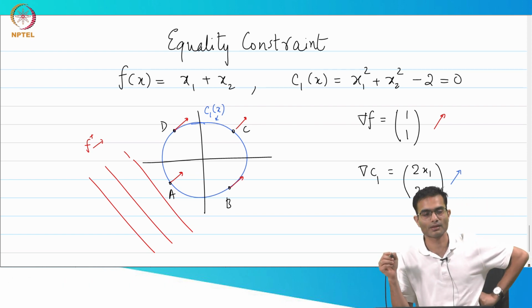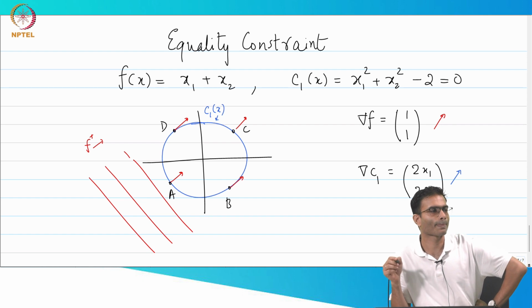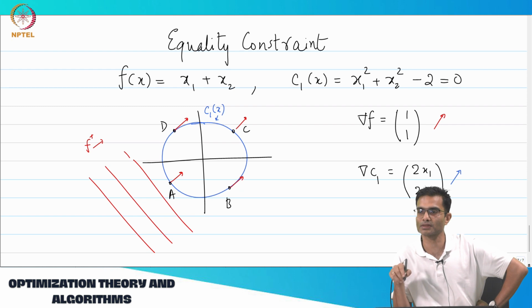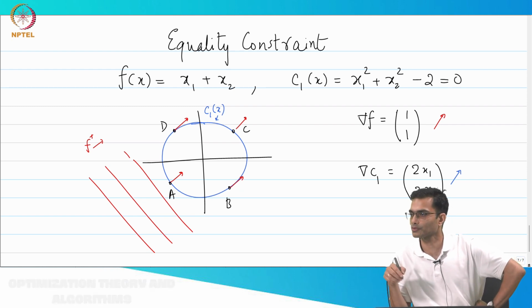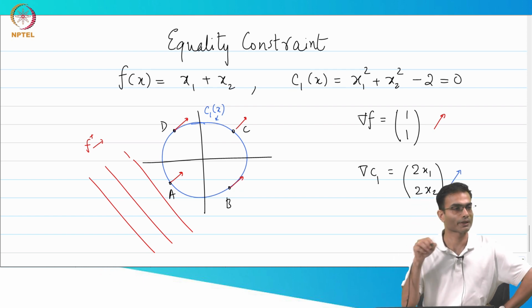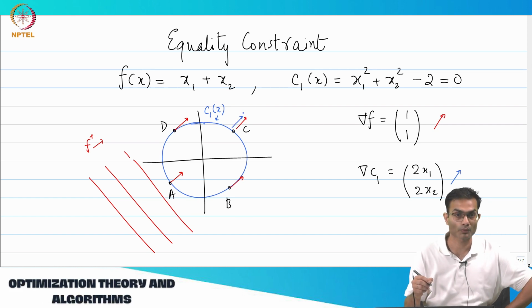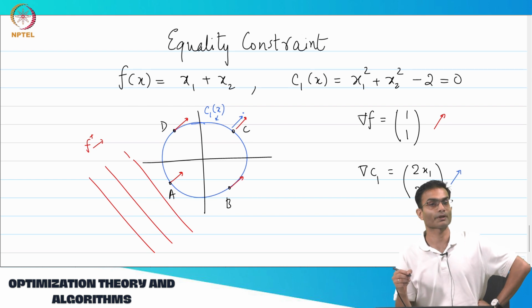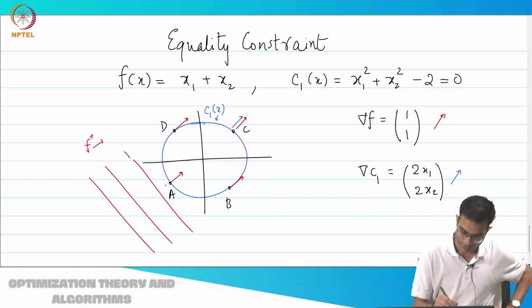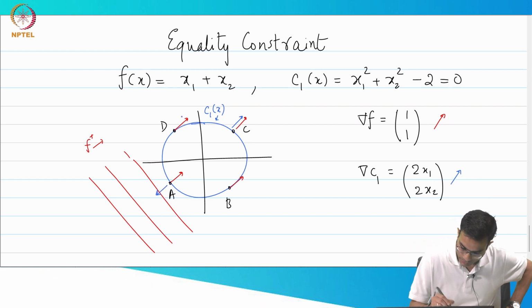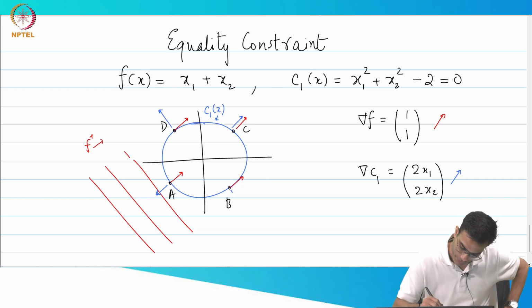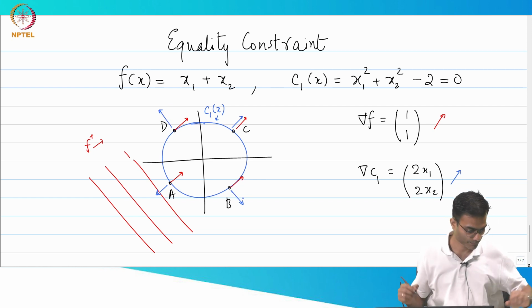Which way is grad C1 pointing? Inward, outward, any relation to the circle? It's always radially outwards, you can check it, right? At any point if I take, it's always pointing radially outwards. So at this point, it is pointing radially outwards. At point A, which way is it pointing? Radially outwards, backwards, right? It's pointing over here. Similarly, over here it is pointing here, and over here it is pointing over here.